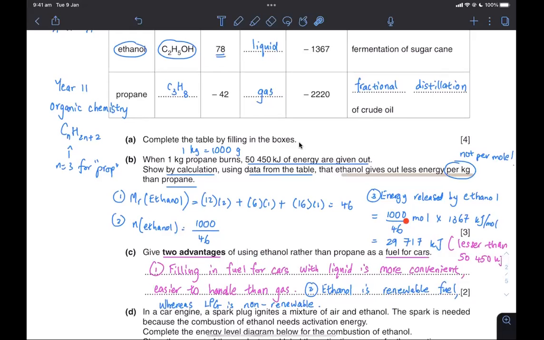So when you have 1,000 gram divided by 46, this is how much mole of ethanol. Multiplied by that, as you know, mole multiplied by kilojoule per mole. That is the meaning. Per mole multiplied by mole. The mole will cancel, and you will get your final answer in kilojoule, which is energy. That's why your answer there is energy released by 1,000 gram, which is 1 kilogram of ethanol. This energy is much lesser than 5,540 kilojoule.